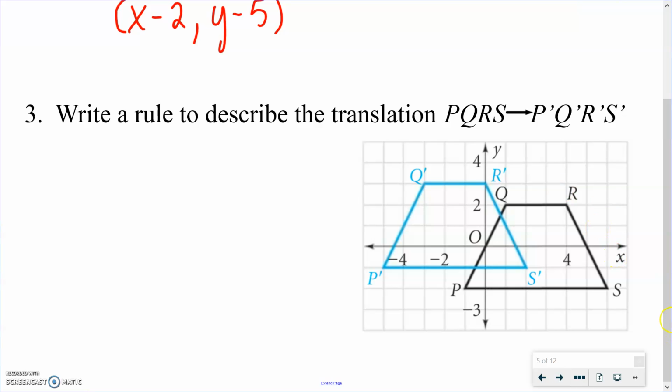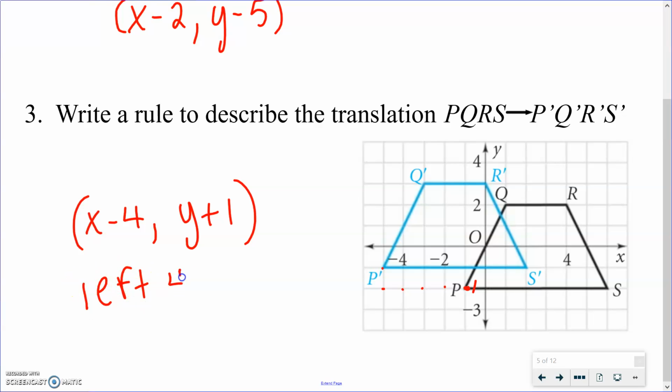Okay, so we're going to write a rule to describe the translation between PQRS and P prime, Q prime, R prime, S prime. So this is the pre-image, P, and P prime is the image, and we only really need to look at one vertex. From P to P prime, it's going over 1, 2, 3, 4 to the left. So again, that's subtract, so x minus 4. And then it's going up 1, so it's y plus 1. Okay, so it's left 4, up 1.